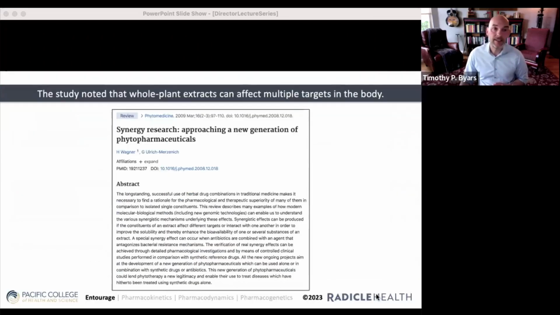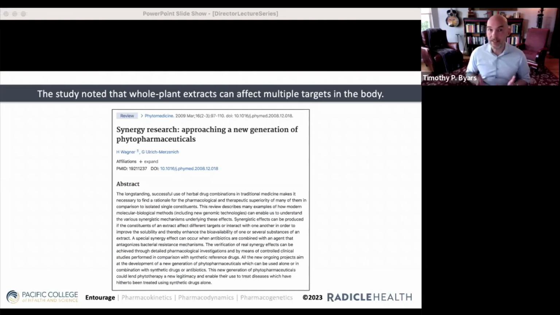There's another study in 2009. This study was a little bit more broad, but they wanted to study the long-standing and successful use of herbal drug combinations in traditional medicine and figure out why the pharmacological and therapeutic superiority of many of them in comparison to isolated single constituents. Now, the study noted that whole plant extracts can affect multiple targets in the body, can improve the absorption of the active ingredients, can overcome bacterial defenses, and can minimize adverse side effects.